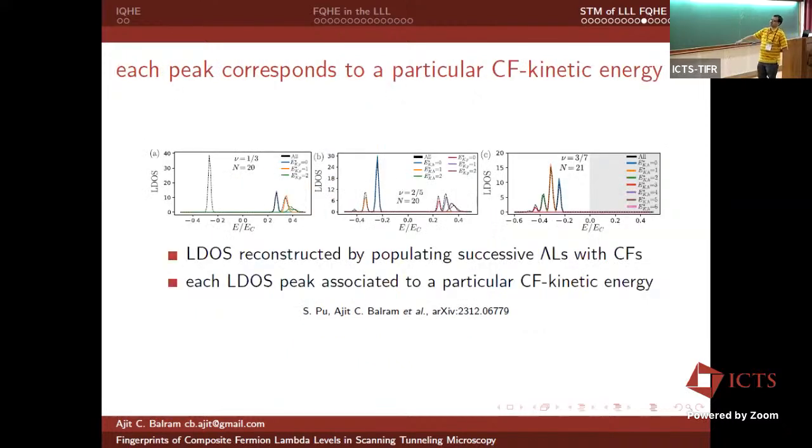So here are examples of 1/3, 2/5 and 3/7. These black lines are when all of the peaks are put together. Then this blue line is for kinetic energy corresponding to 0, the red line is kinetic energy corresponding to 1, and this blue line is kinetic energy corresponding to 2. So instead of taking all states, you just take states with a particular kinetic energy, and each of them reproduces 1 peak. Each color basically reproduces 1 peak. So each local density of states peak corresponds to a particular CF kinetic energy.